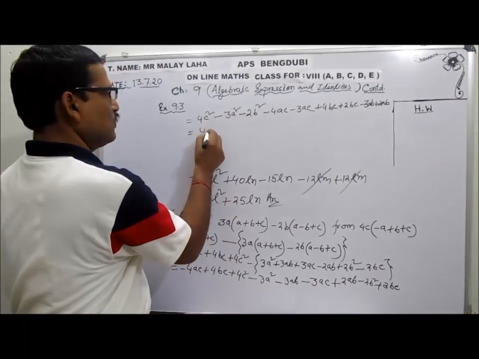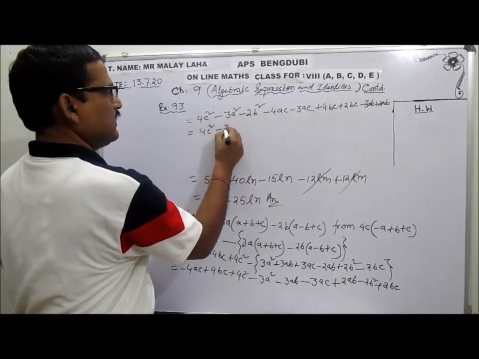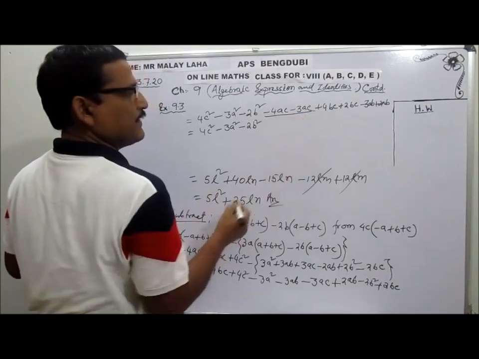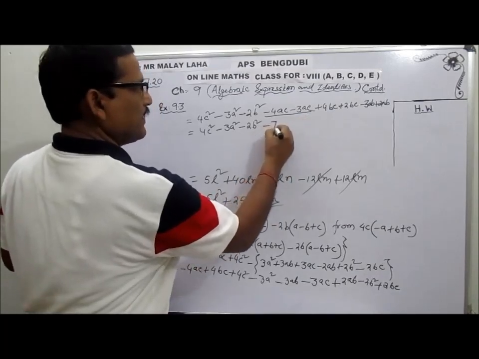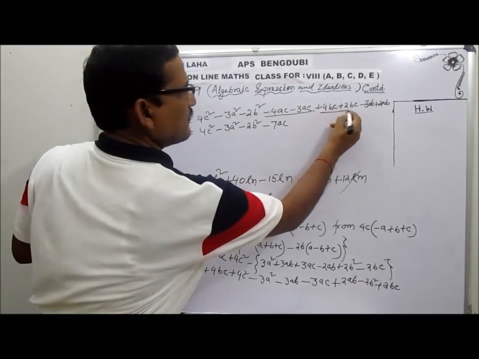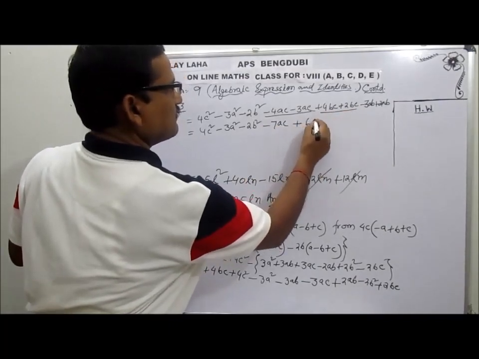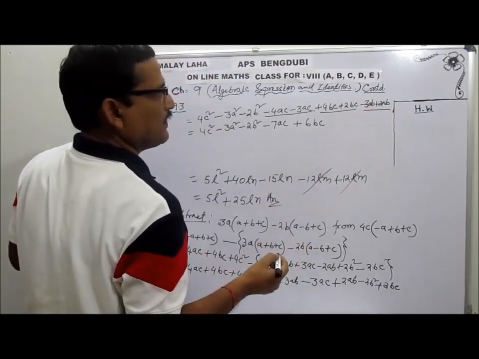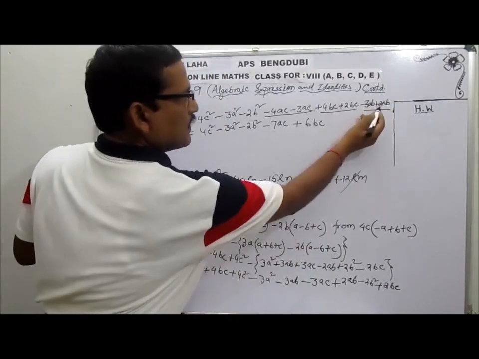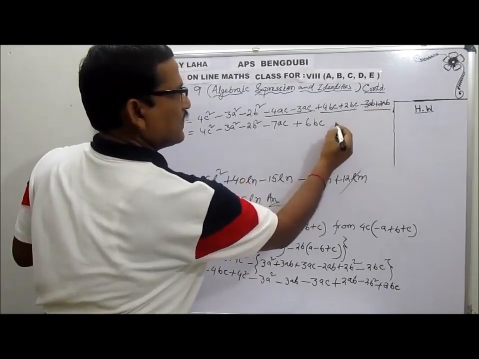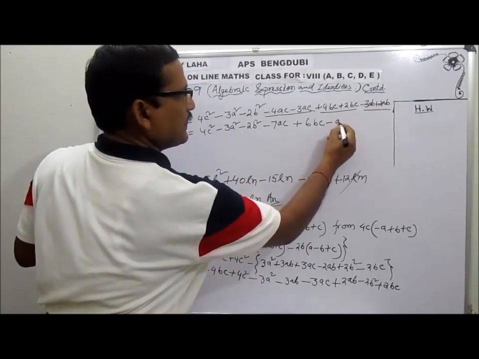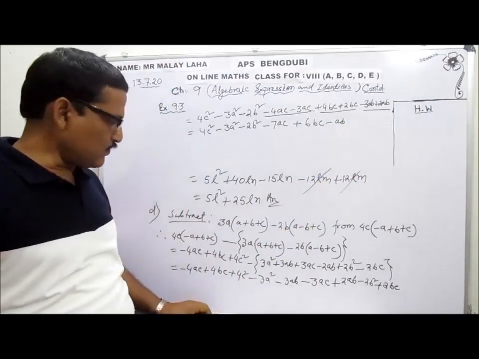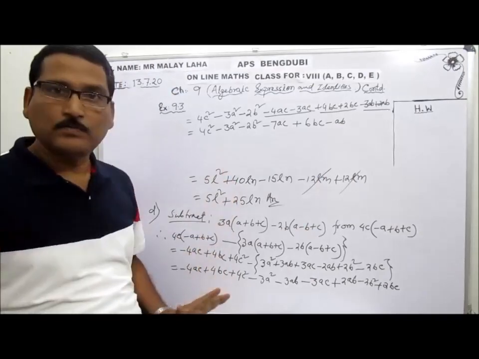So here 4c square minus 3a square as it is, 2b square. What is the result? Minus minus plus, so 7ac. This one plus plus plus, 6bc. And this one plus minus minus 2ab: 3ab plus 2ab, plus minus minus, so 2 subtracted from 3 is 1, that means minus ab. 1ab we don't write. So up to this much, and we cannot reduce further. Any doubt? Okay.